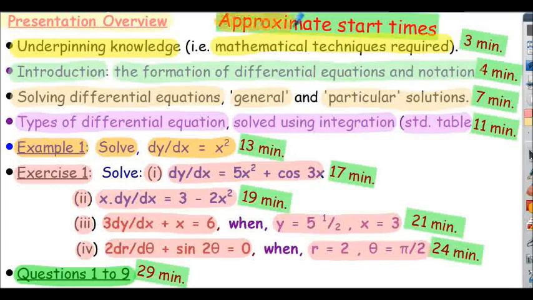And here are the approximate start times related to the various sections shown on this slide, should you want to directly review any of these sections, but please note all times are rounded to the nearest minute.